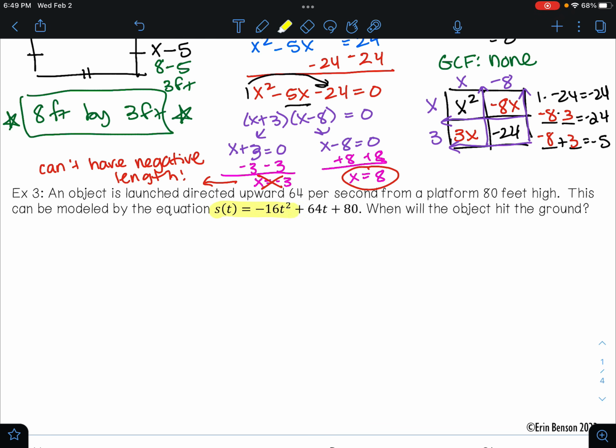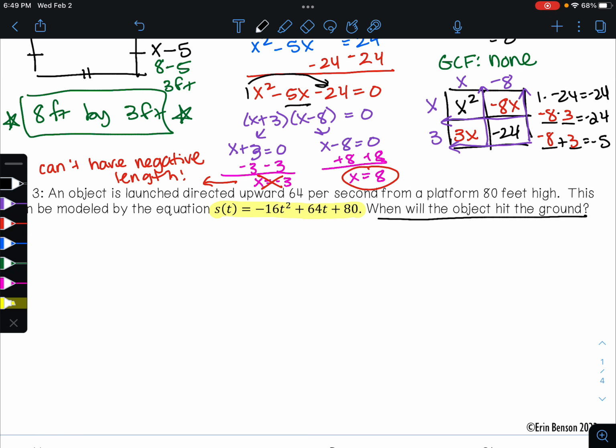So this is the equation that we're using. And it wants to know when the object will hit the ground. So this will be when the height is 0. The height in this problem is S of t. So that means our equation will be 0 equals negative 16t squared plus 64t plus 80. So now we have a quadratic equation that we can solve.